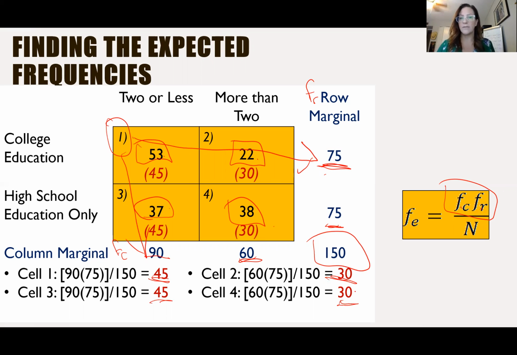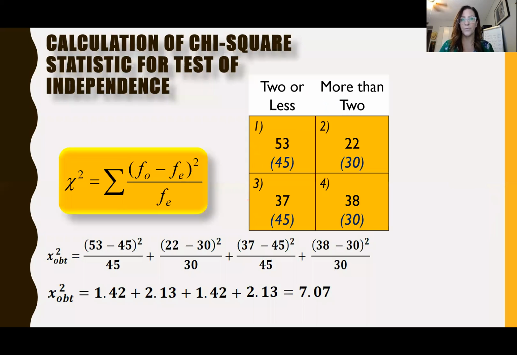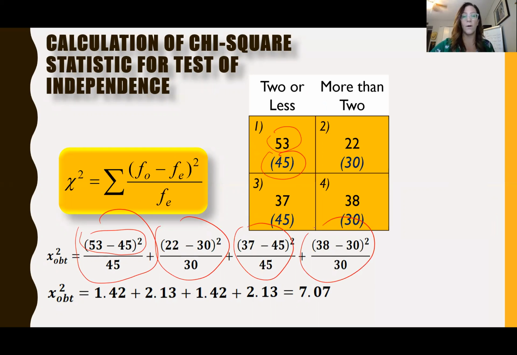So now we have our expected frequencies, and we can just do exactly what we've done before. We have 4 cells and 4 observed frequencies, so we're going to have 4 chi-square equations that we're adding together. So if you look here, we have the chi-square equation for cell 1: 53, the observed, minus the expected, 45, squared, divided by 45, right? So that's for cell 1, cell 2, cell 3, cell 4. And then we add those together and we get 7.07.